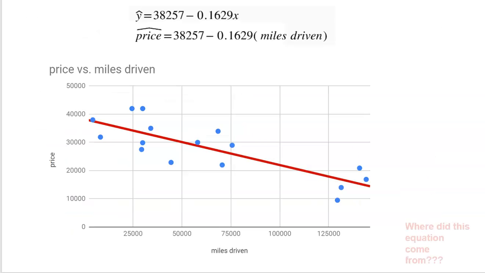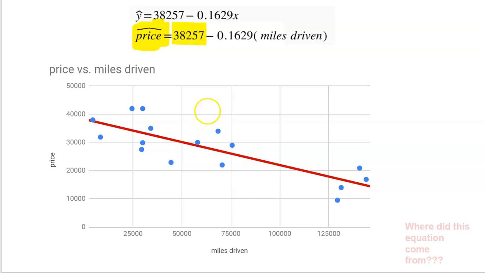So here is the actual model for this data. What I do, I put a line through the data. You guys have called it a line of best fit. I'm just calling it a regression model. And it's linear. So here is the equation. The predicted price, I use the actual price with a little hat on top of it.